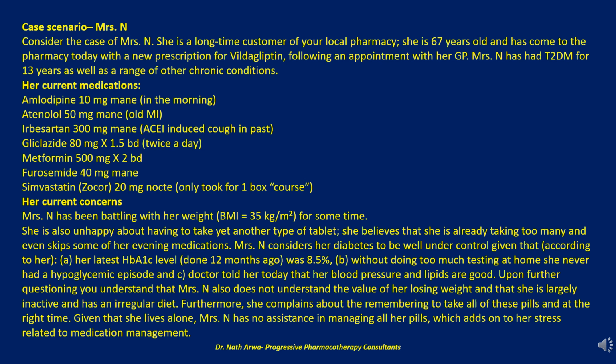Mrs. N considers her diabetes to be well under control given that, according to her, her latest HbA1c level, done 12 months ago, was 8.5%. Without doing too much testing at home, she never had a hypoglycemic episode, and the doctor told her today that her blood pressure and lipids are good.